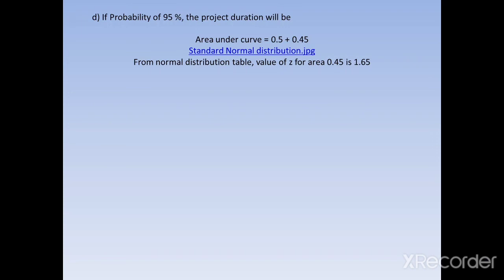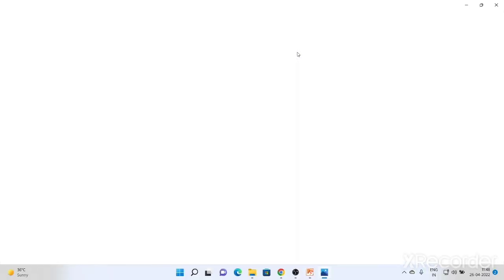So see, a 95% probability means its value is 0.95, and we know that the maximum area is 0.5. That's why we break this 0.95 into two parts, 0.5 plus 0.45. The 0.5 is the area on the left side, and to find out the 0.45, we again refer to the standard normal distribution chart.